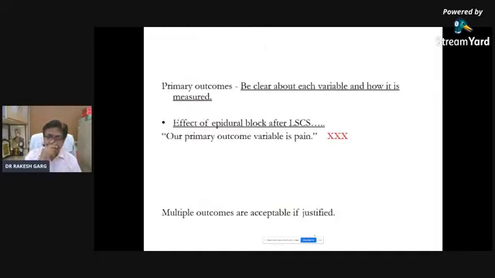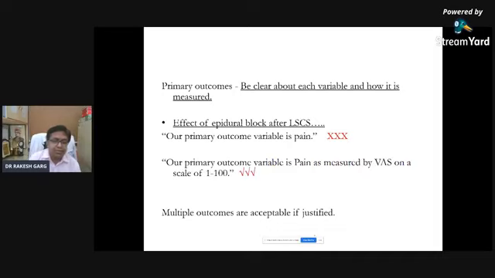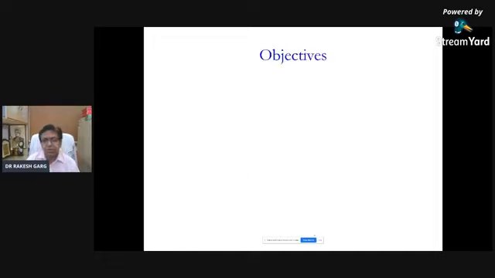It should be very clear. So if you give an example, our primary outcome variable is pain. Do you think this is okay if the study is the effect of epidural block after LSCS? Probably not, because we have not defined it clearly. So our primary outcome variable should be pain as measured by VAS on a scale of 1 to 100, and it will be good if I can say in a time frame of, say, the first 12 hours or first 24 hours. So this is what you need to define in your primary outcomes.